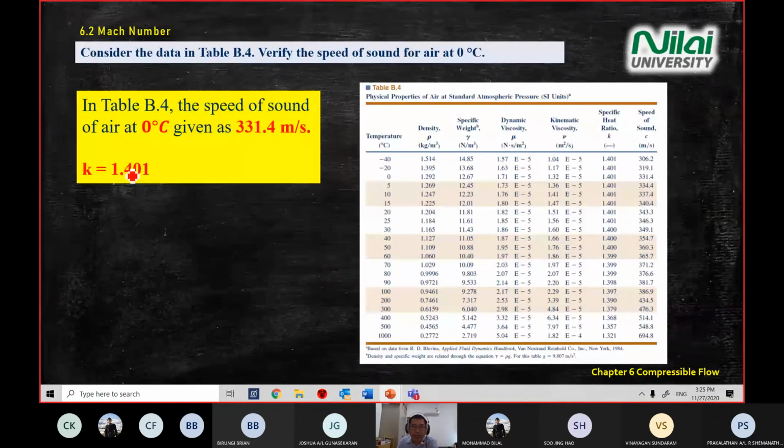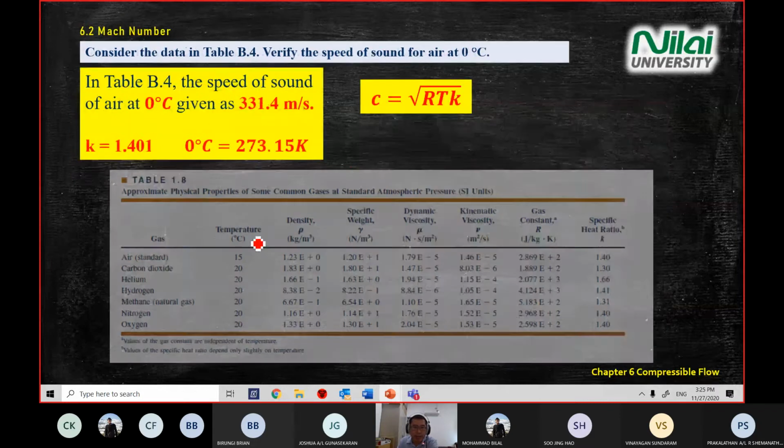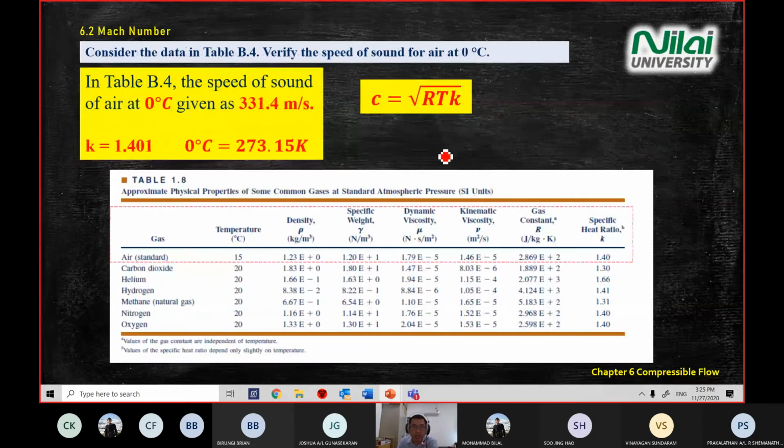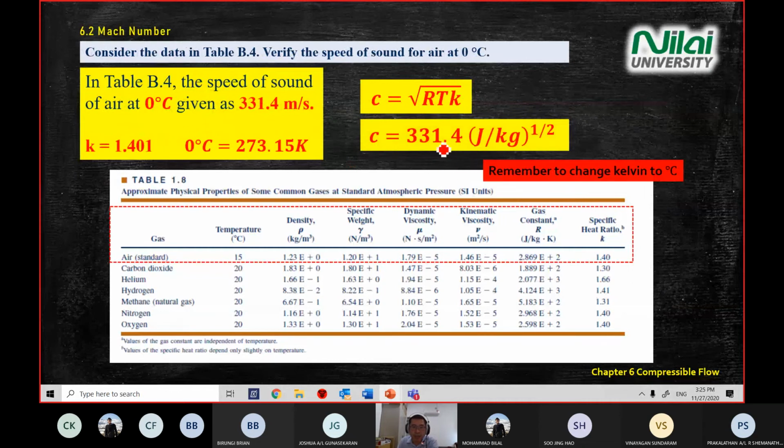All right, going very quickly. We know that our K is 1.401 at 0 degrees C. We're going to prove the value inside this table, which is 331.4. How do we get this value? K from here is 1.401. So we apply this equation, square root of RTK. If we substitute all the values there, R from table 1.8 is 2.869 times 10 power 2 joule per kilogram Kelvin.